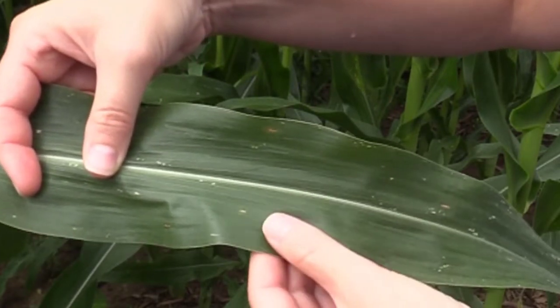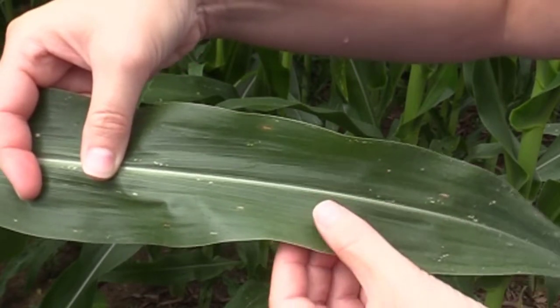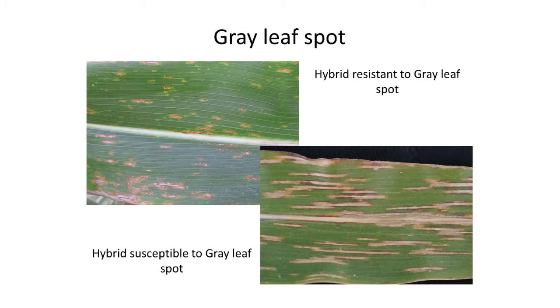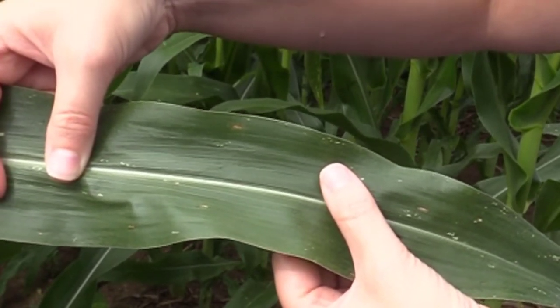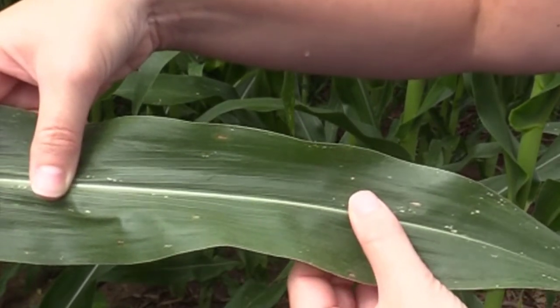Now, it is also important to note the hybrid susceptibility to gray leaf spot, because in more susceptible hybrids, these lesions will continue to expand. But in hybrids that have resistance to gray leaf spot, many times those lesions won't expand as much and they may be restricted and small. So you might see some out there, but you'll want to check your hybrid resistance rating before you spray, because we often don't see good response from foliar fungicide applications in hybrids that have good resistance to gray leaf spot, even if you're seeing a little bit of disease out there.